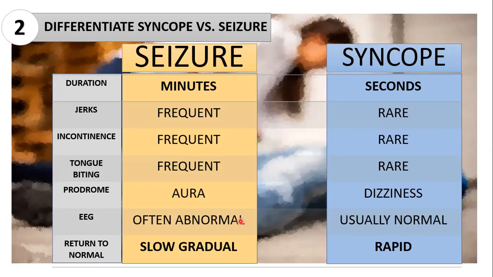And the most important differentiating factor would be the duration of return to normal after the loss of consciousness. As for seizure, it is slow and gradual, while for syncope, it is rapid. Syncope is a reflex reaction of the body in response to decreased cerebral perfusion. And once the patient falls and assumes a supine position, blood flow would easily get to the brain, and the patient would immediately recover. Now you know the difference of the two.